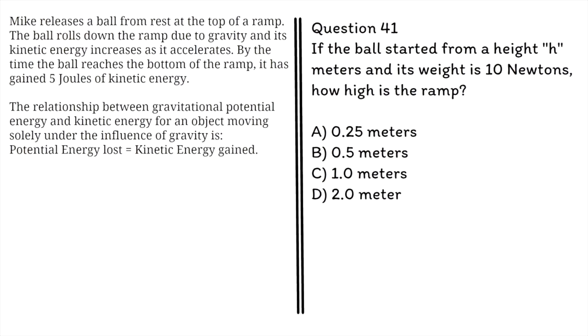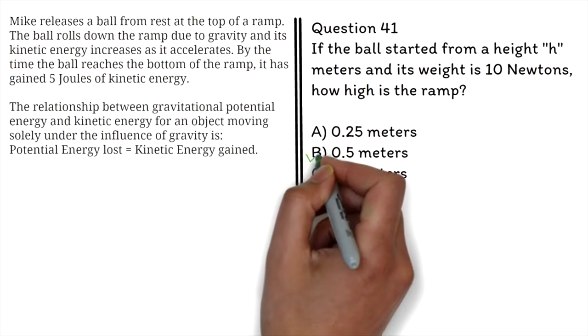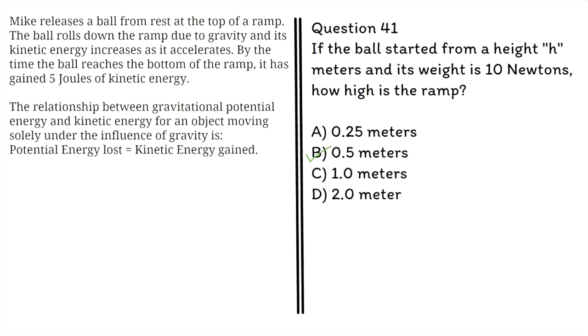Question 41. If the ball started from a height h meters and its weight is 10 newtons, how high is the ramp? A. 0.25 meters. B. 0.5 meters. C. 1.0 meters. D. 2.0 meters. The correct answer is B. 0.5 meters. For questions in this section, all the formulas will be given to you, but you'll have to understand the relationship of the information in order to solve.